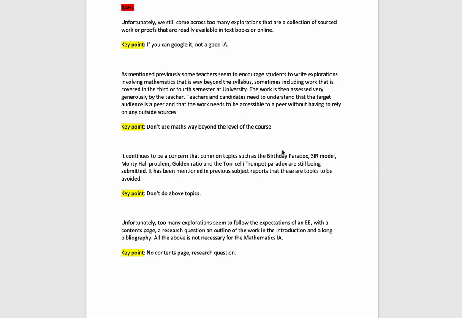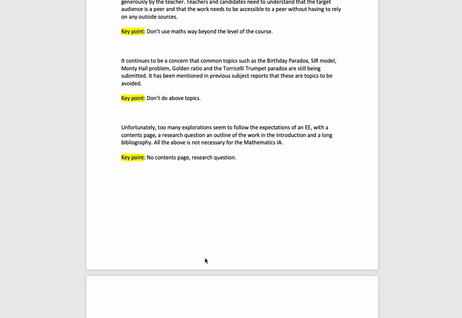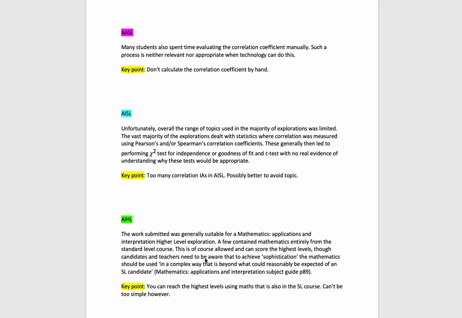Don't do these topics. They've said this many times: birthday paradox, SRR model, Monty Hall problem, golden ratio, Torricelli's trumpet paradox. Just don't do them. No contents page. No contents page or research question. They should not be in your IA. They are for extended essay.